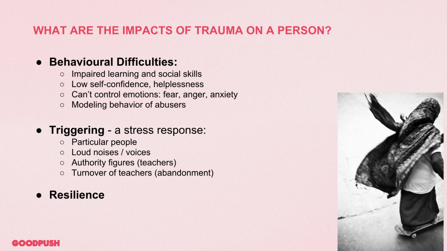Also, triggering can happen. It's a stress response when something reminds a child of a traumatic event. So particular people might be scary. They might remind them of someone else. Loud noises or voices can startle kids. There might be a fear of authority figures.